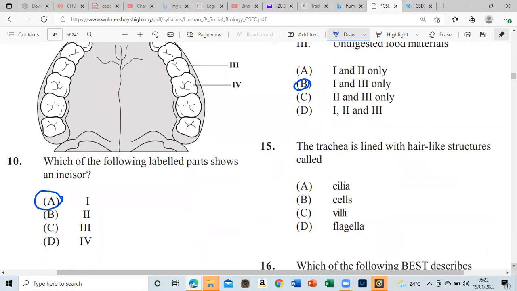Going on good so far, guys. The trachea is lined with the hair-like structure called, is it cilia, the cells, the villi, or the flagella? And number 15 is A, the cilia. Let's move on to number 16.